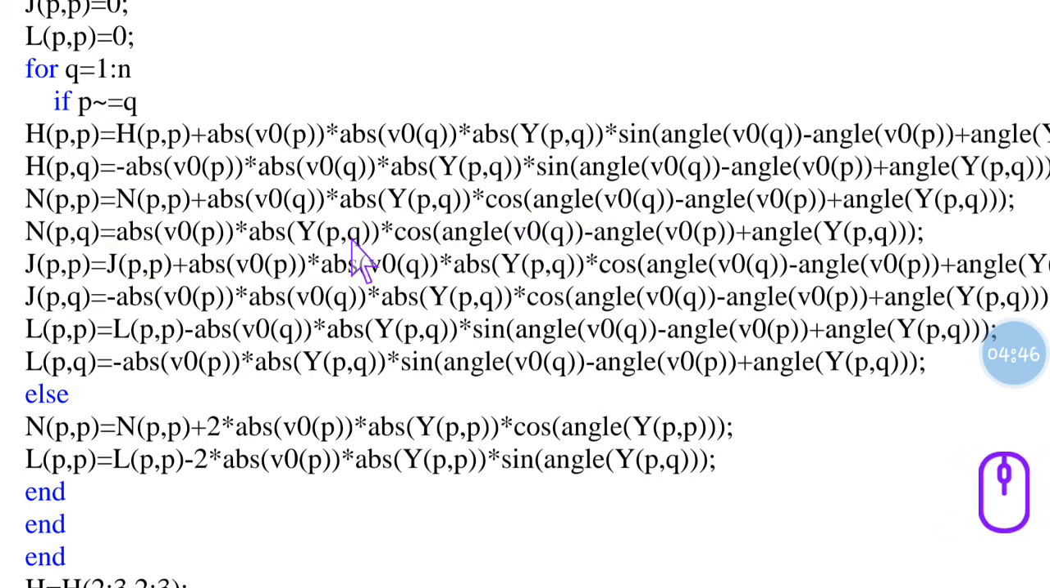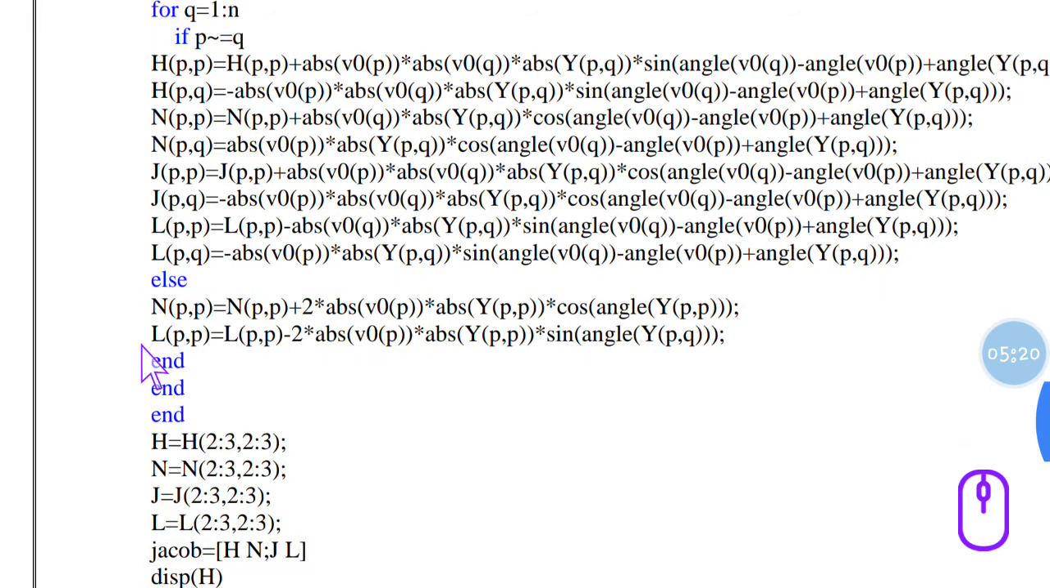Same thing, you have to write V naught of P, Y of PQ, cos of angle of this same thing. Okay, now J of PP you write voltage of P, Q, admittance and cos here, sine. Here cos we are getting N and J, cos, and H and L, sine we are getting. Okay, L of PP, minus we are getting here, slight change, voltage of Q, admittance of YQ, sine of angle. And L of PQ will be minus, you have to write voltage of P, absolute of this, and only this L of PP you have to remove. So below you have to take the slight change while writing. You have to be careful.